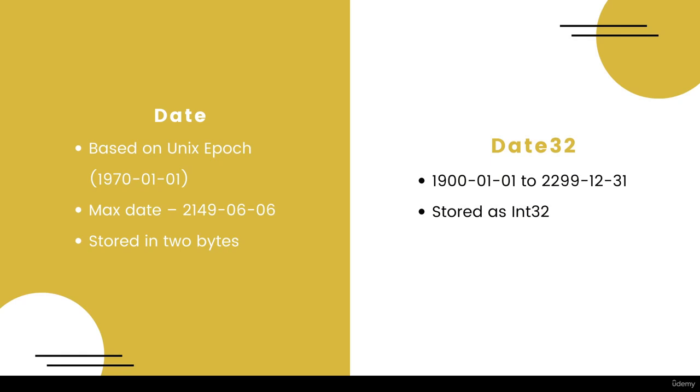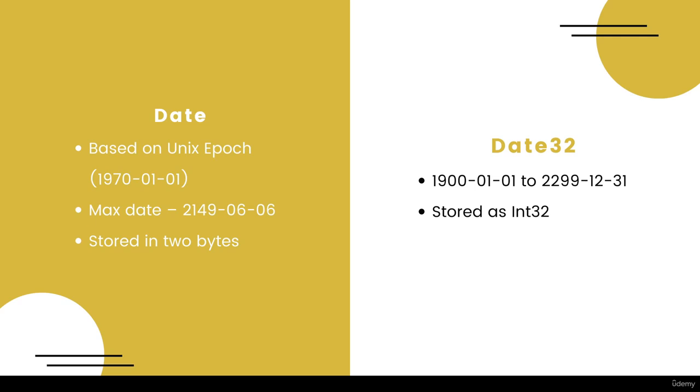Welcome to this video on date and datetime data types in ClickHouse. We can store calendar date in date data type, and along with the calendar date, we can store the time of the day using datetime data types in ClickHouse. Each of these data types has two subtypes. We have date and date32 to store the calendar dates, and we have datetime and datetime64 data types to store the calendar date along with the time of the day.